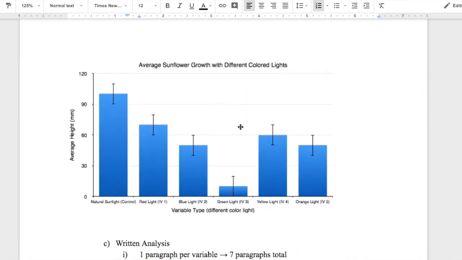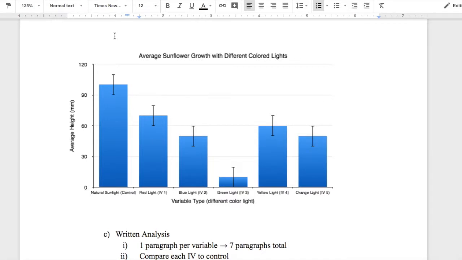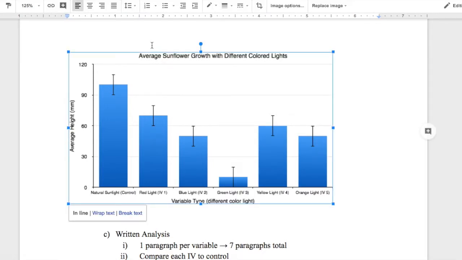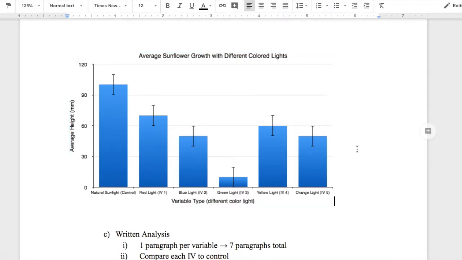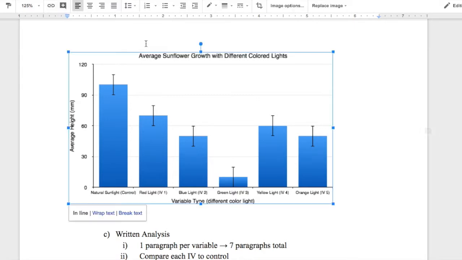An example graph is down here. Your graph must always include the title up top. You must label your axes. The x-axis is your independent variable, and your y-axis is your dependent variable. In here, I used a bar graph, and as you can see, I also included error bars. Error bars are very important in your graph. You must always have error bars because there will be some error in your data. Most likely, you'll use your standard deviation for your error bars.